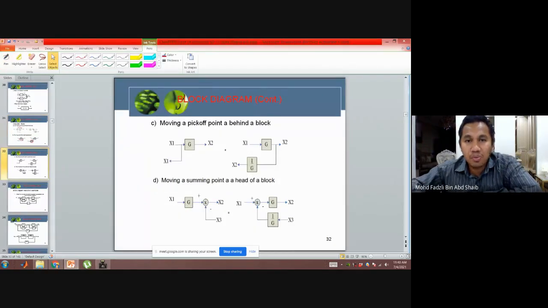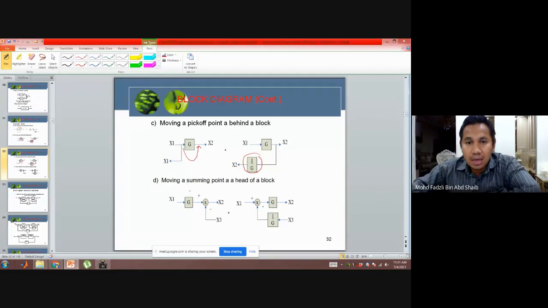How about this? Moving a pick-off point behind a block. This one is at the back, right? We need to bring it to the front. So when we bring it here, this one becomes X2 and this one is 1 over G. We need to add 1 over G here.